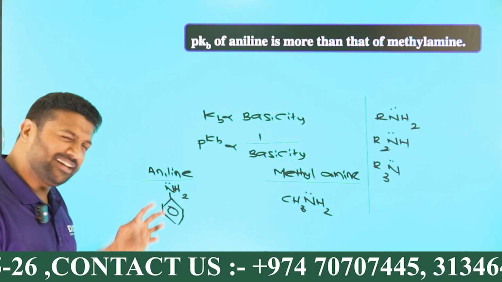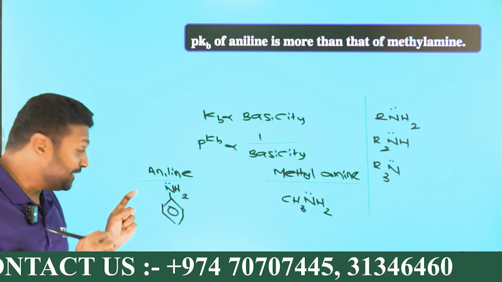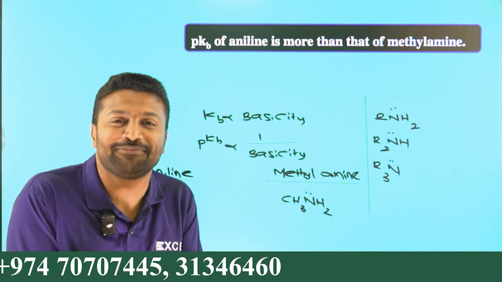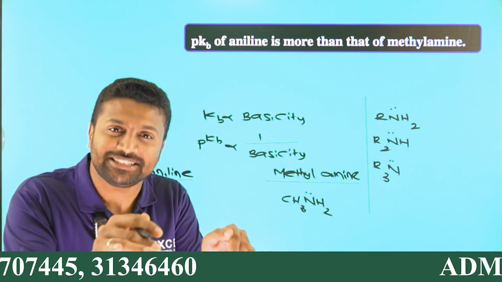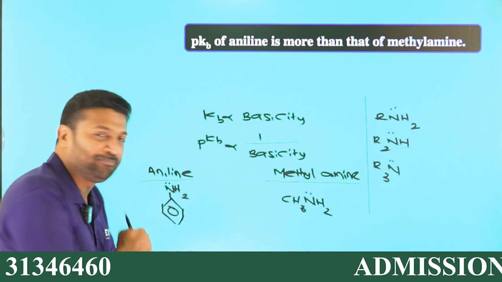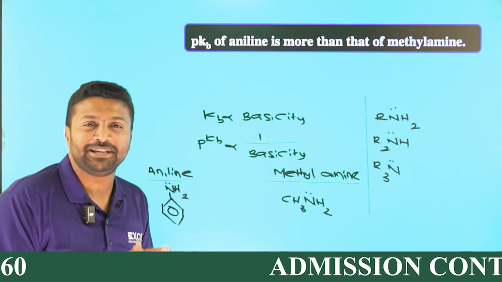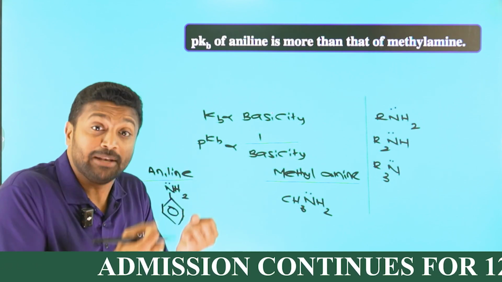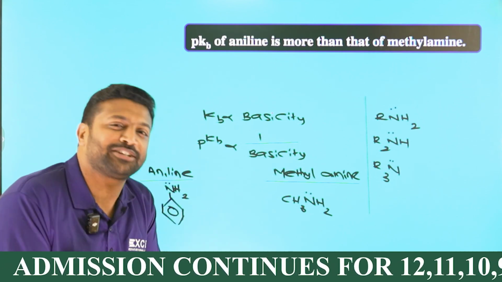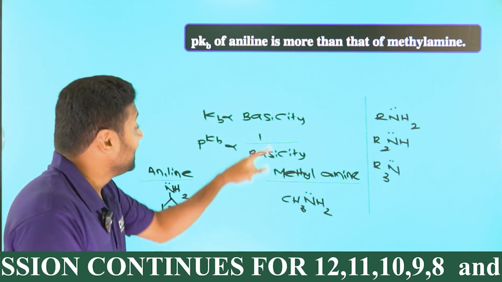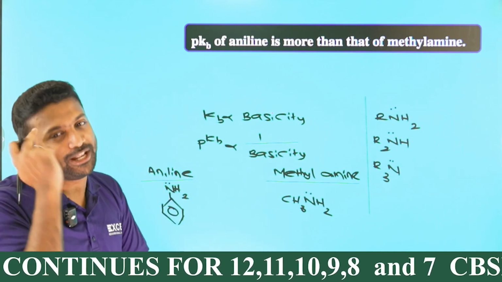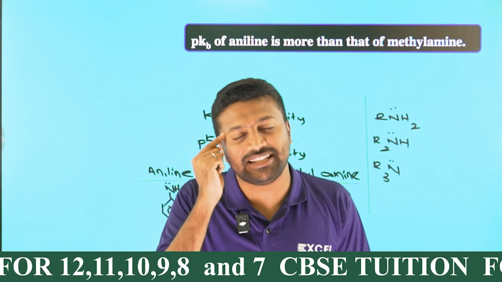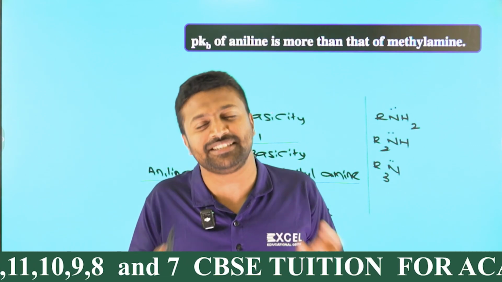The benzene ring is an electron withdrawing group. If an electron withdrawing group is present, it will withdraw electrons, so basic nature will decrease, because amines are basic due to the availability of the lone pair. Aniline contains a benzene ring, which withdraws electrons. If basicity is less, the pKb value will be more.